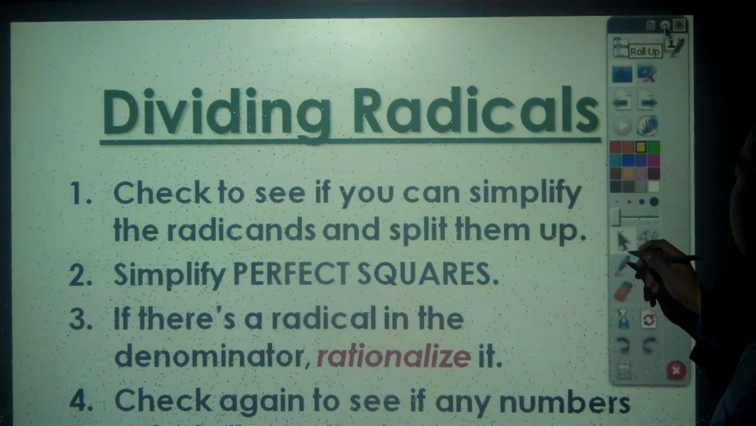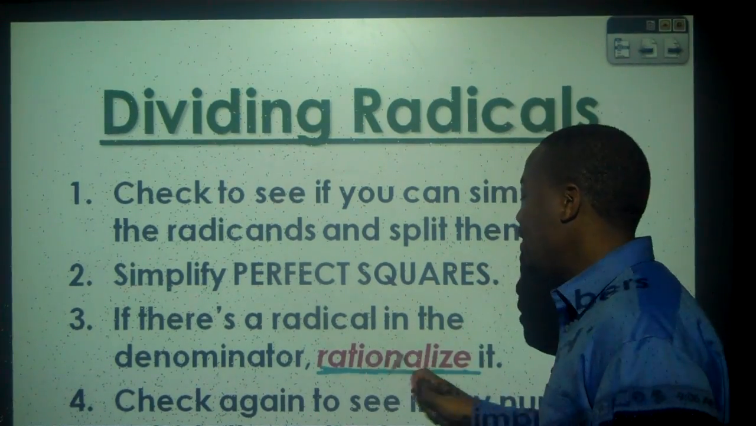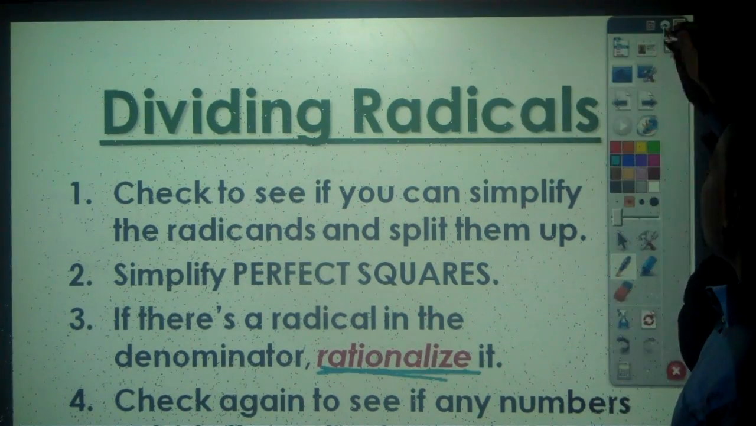But one key thing that you really need to pay attention to is this word right here, rationalize. So let me go through an example on what's rationalized and how we use it.